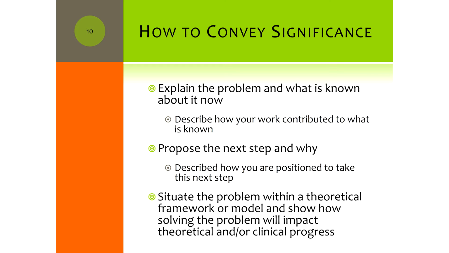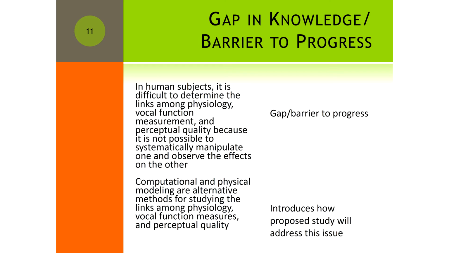You want to propose the next step. Why is what you're proposing the next logical step? Other than solving world hunger at the very end of it, what do you want to do right now that's important? And, of course, we discussed yesterday, you really need to situate your problem within a theoretical framework or at least a model to show how you fit in with history and how your part of the story fits in with the longer plain story.